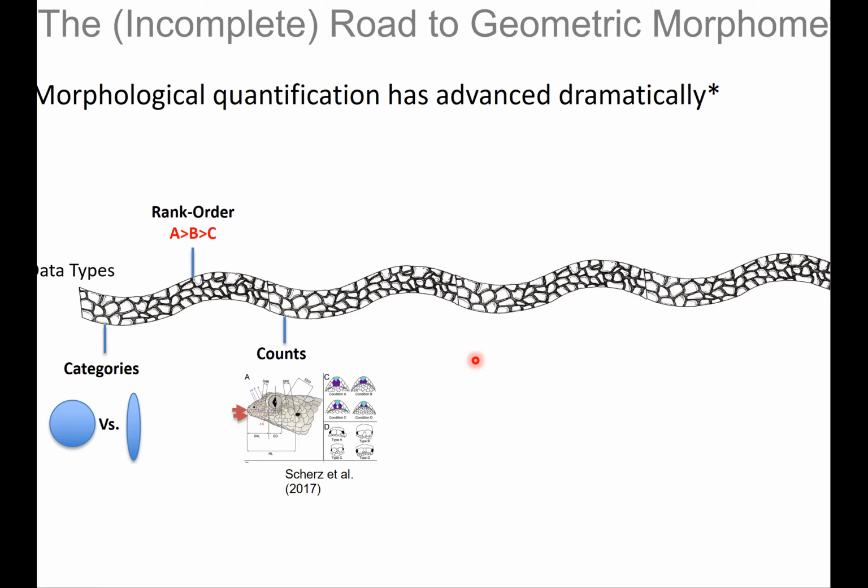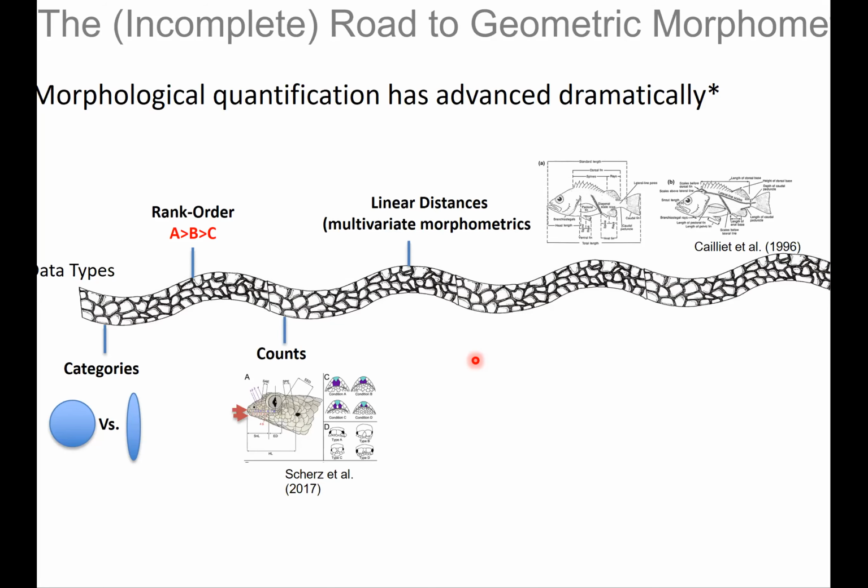So maybe we count the number of scales or the number of seeds in a particular plant. Or maybe we pull out our calipers and we measure things. Here's an example on fishes where we measure lots of different traits with calipers, lengths and widths and heights. Those are very good at capturing morphology and phenotypes. But the problem with those is that you lose the relative location. You could have the same length and width measurements from two different objects, but those objects have different shapes because the position of the length and width measurements are not recorded in those numbers.